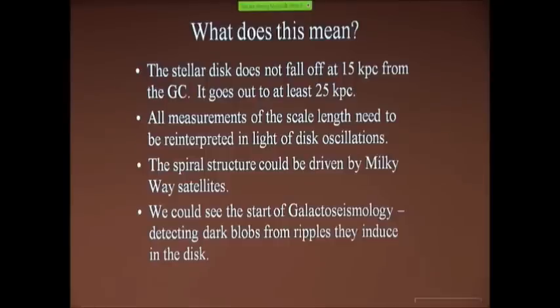In fact, you could try to find out how many and where. I don't know how to do this yet, but you can imagine trying to use these waves in the disk to figure out what's going through it. Are there any of these dark subhalos that the models predict are there in the halo of the Milky Way?